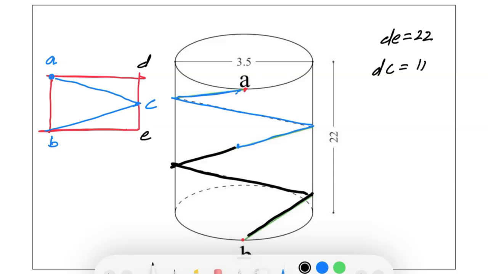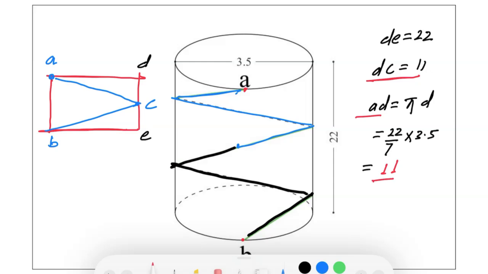Another thing, AD. AD is nothing but the circumference of the circle. So circumference of the circle is pi d, and it is nothing but 22 by 7 multiplied with 3.5. Therefore this is going to be 11. So we know that DC is 11. We know that AD is also 11. So when DC and AD are 11, what is going to be AC plus BC, that is the whole length of AB? Answer in the comments.